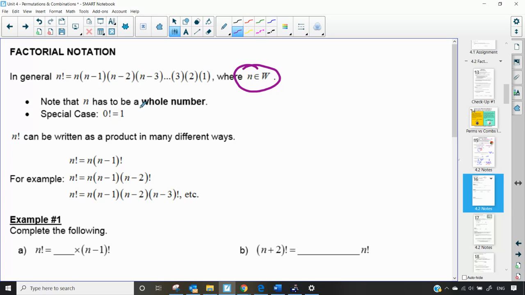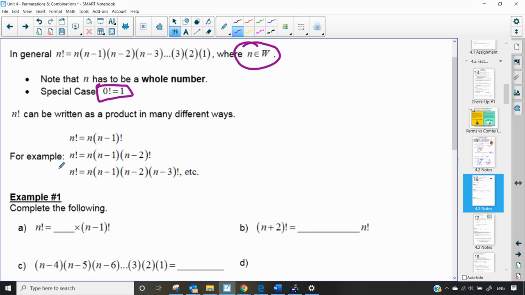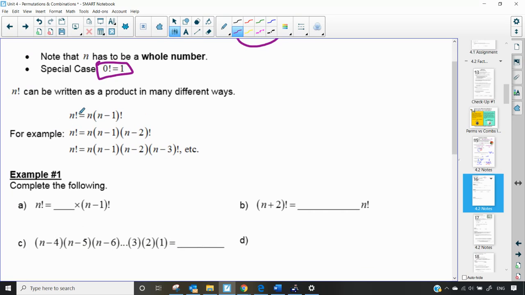Now there is a special case, and we'll get into this in the next segment: 0 factorial equals 1. So you just need to know that 0 factorial is 1. You can do that on your calculator as well once we've gone over the calculator bit. So if I want to write this algebraically, n factorial can be n times n minus 1 factorial. It can be n times n minus 1 times n minus 2 factorial, and so on. So just like with the numbers, we can break this down as much as we need to.